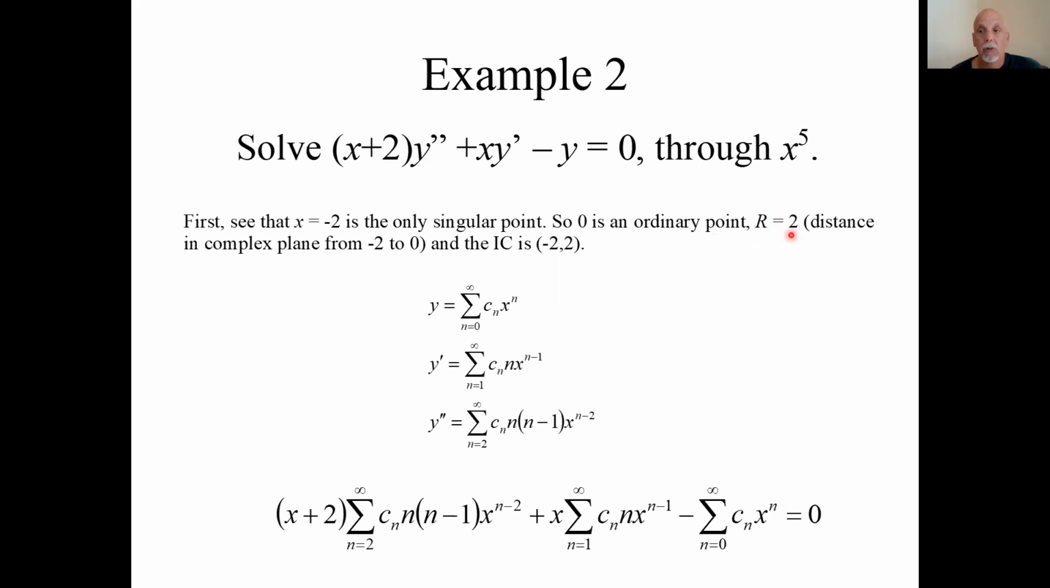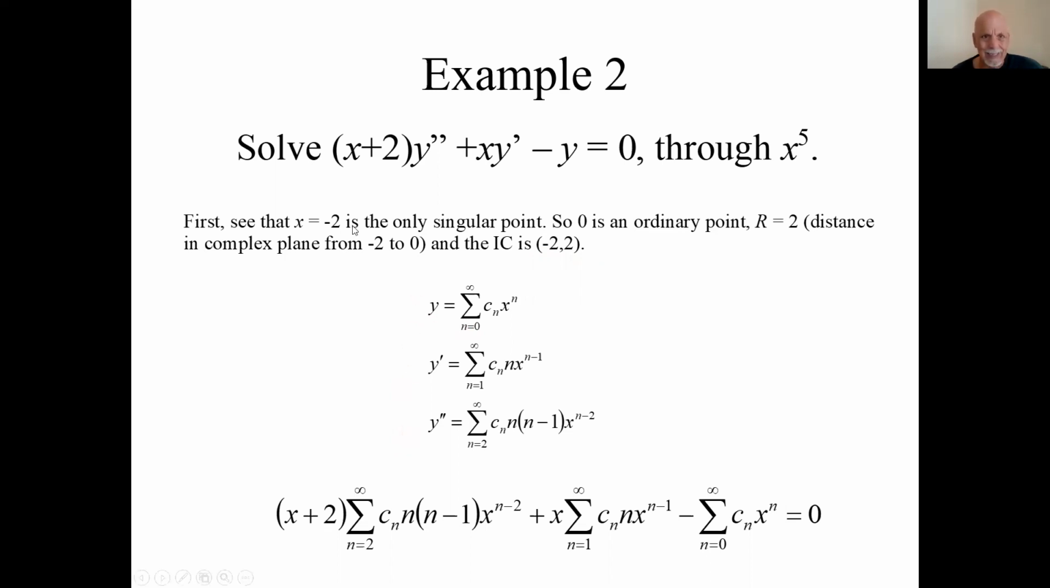The radius of convergence is the distance from 0 to -2, which is 2. Always a non-negative number. So the interval of convergence is -2 to 2. Once we find the power series, that's where they'll converge, guaranteed to converge. Here's the power series. Y is going to be a power series. Its first two derivatives, we already went through this.